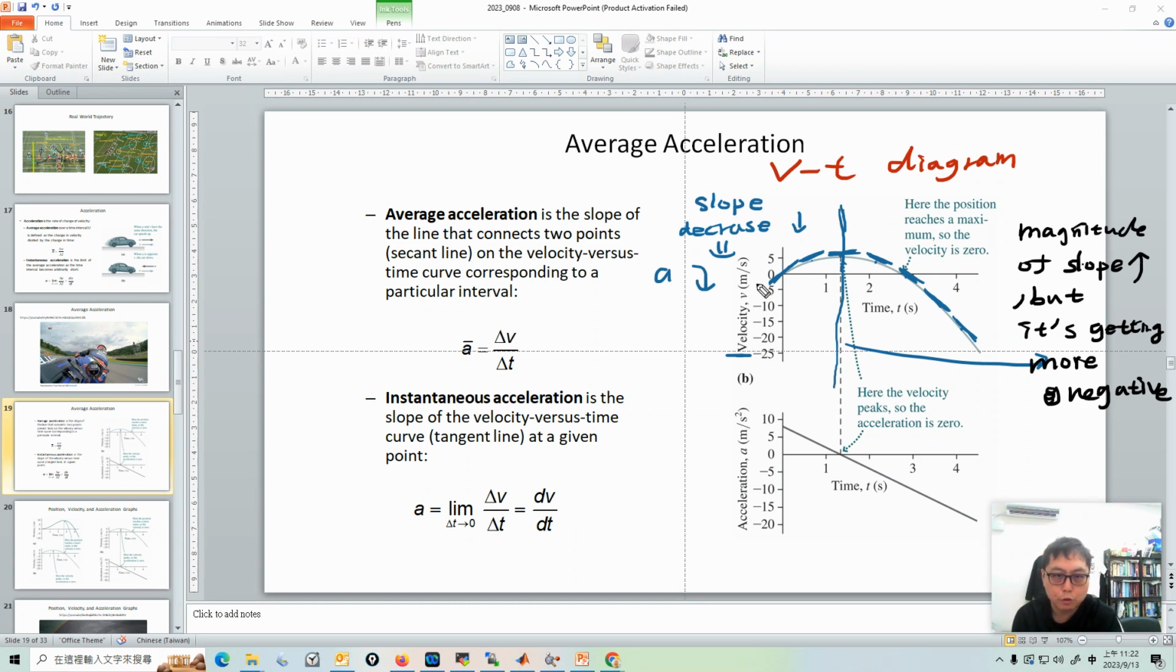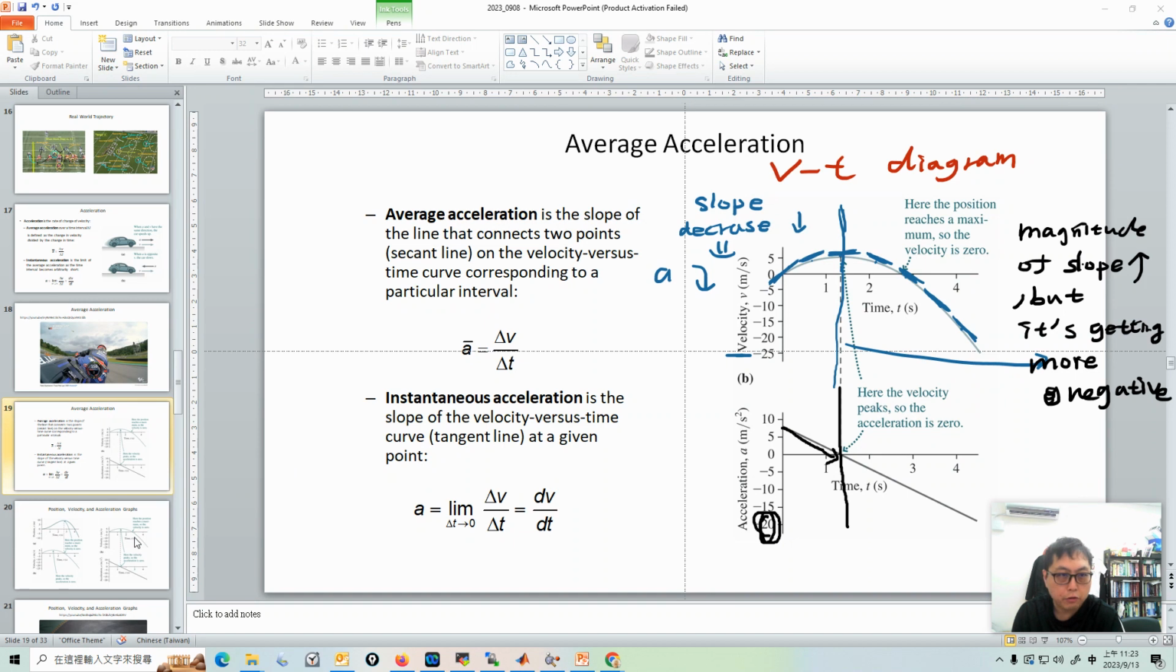When you draw the slope, you observe this, and the one below corresponds to the acceleration of this v-t diagram. Before this point, the slope decreases and so the acceleration decreases. After passing this point, it becomes more and more negative, and the magnitude of the acceleration goes up, but in the negative direction. That's what we can observe by drawing a slope. That's pretty much this video.